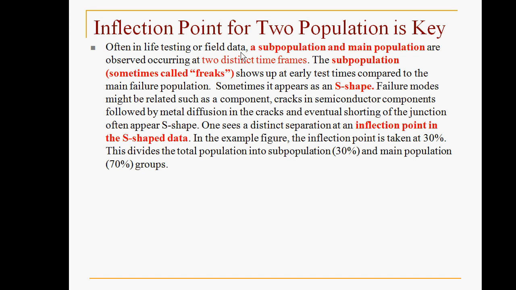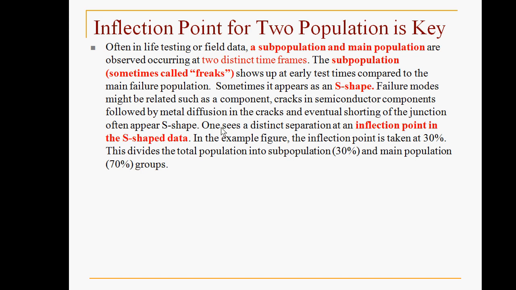So often in life testing or field data, a subpopulation and a main population are observed, occurring at two distinct time frames. The subpopulation, sometimes called freaks, shows up early in test time or maybe in the field, compared to the main failure population. Sometimes you see this S shape. That makes it easier to separate out.